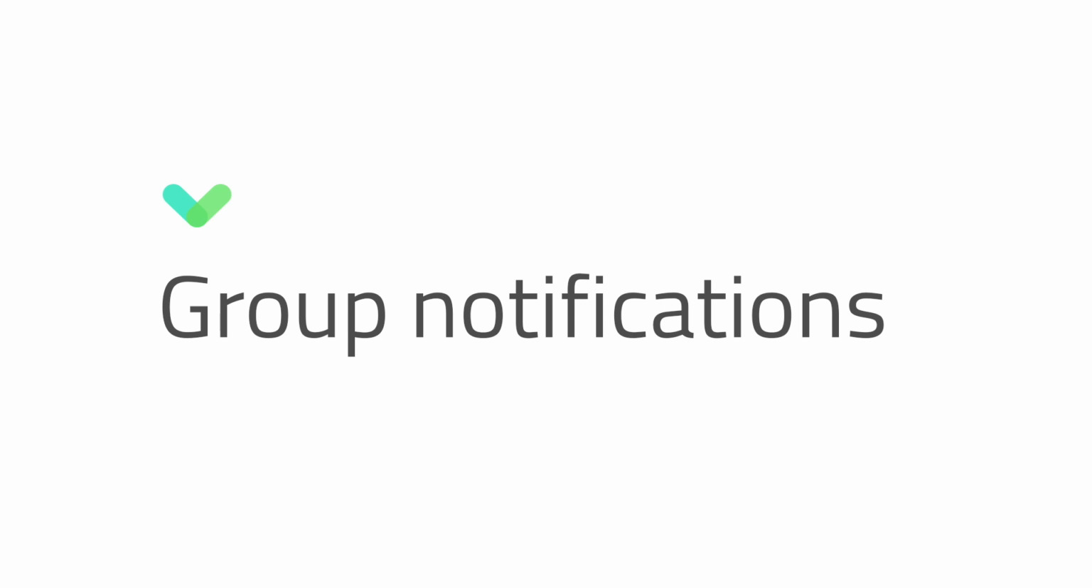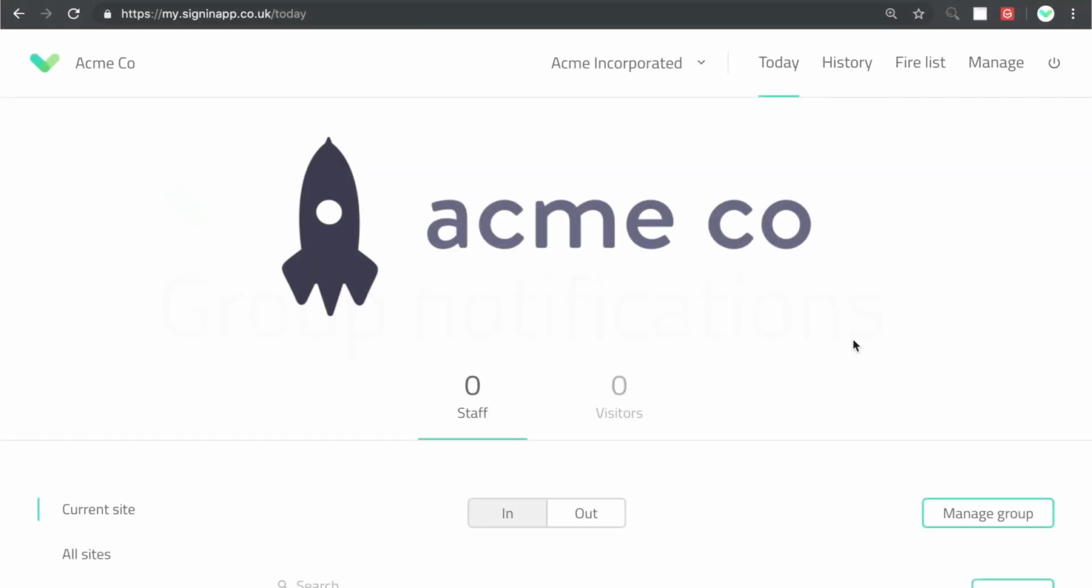So that's the most common notification that's used in Sign-In app, but we do have a second type of notification which is called a group notification. Now these are slightly different in that they get sent every time a member signs into that group. The visitor doesn't have to select a name of who they're here to see. So this is useful if you have a reception email address or a security email address that needs to be notified whenever anybody comes on site. So we'll set that up now.